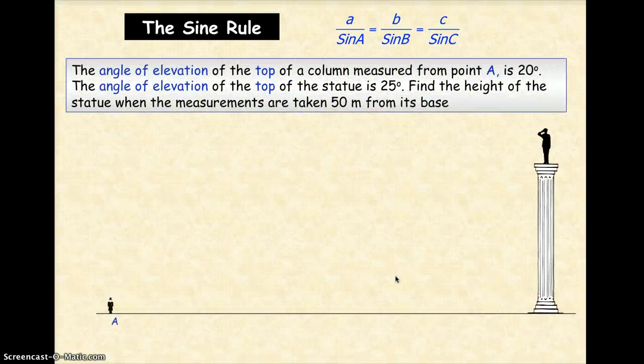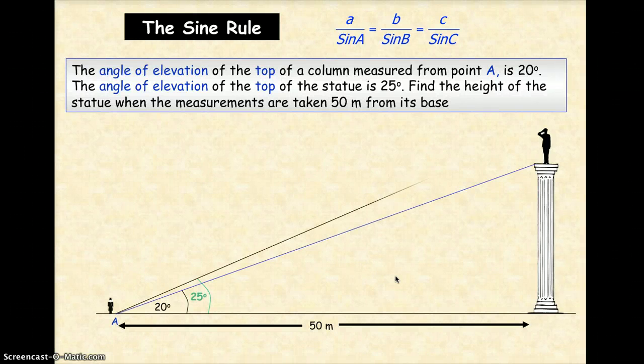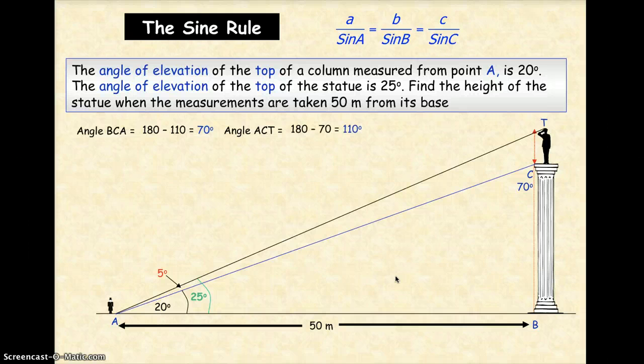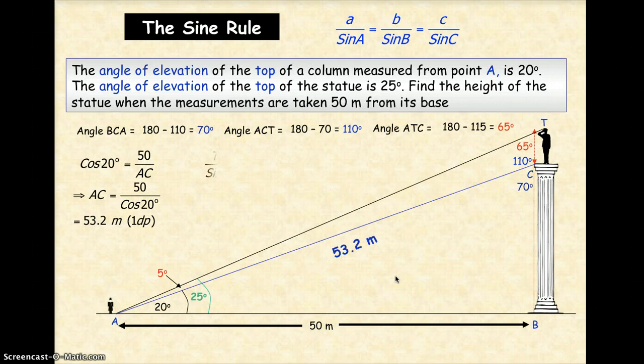Now, let's have an application. Okay. Read the problem and stop the video and see if you can draw the diagram. Okay, here's the diagram. Okay, find the height of the statue. And here's your solution. I hope this is making sense. If it's not, okay, let's talk about this in the classroom.